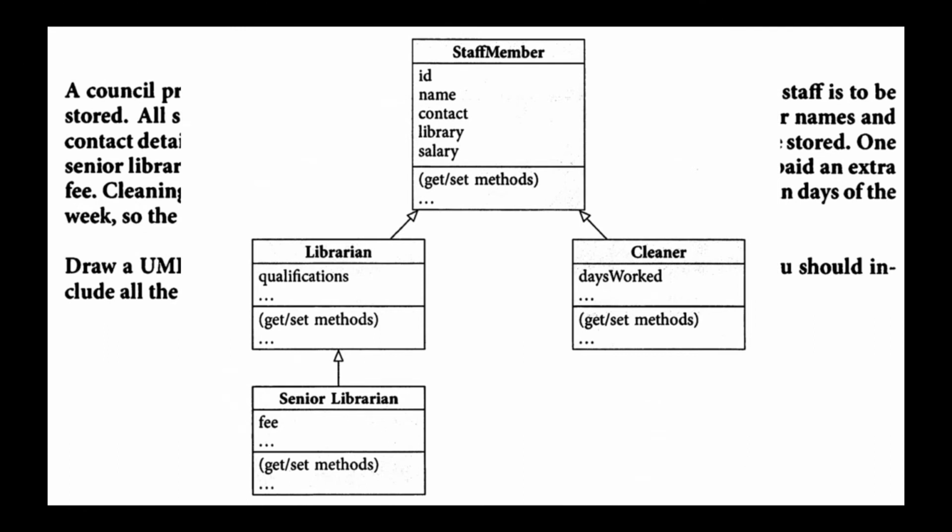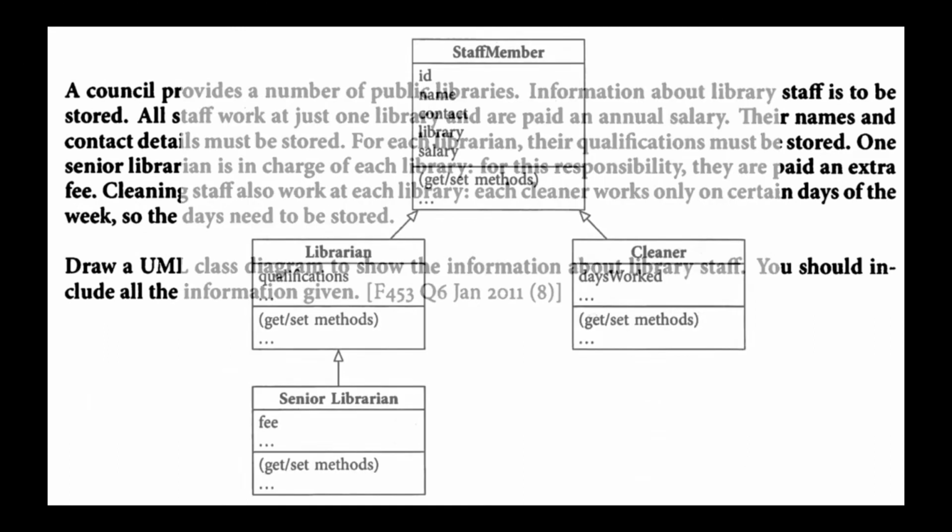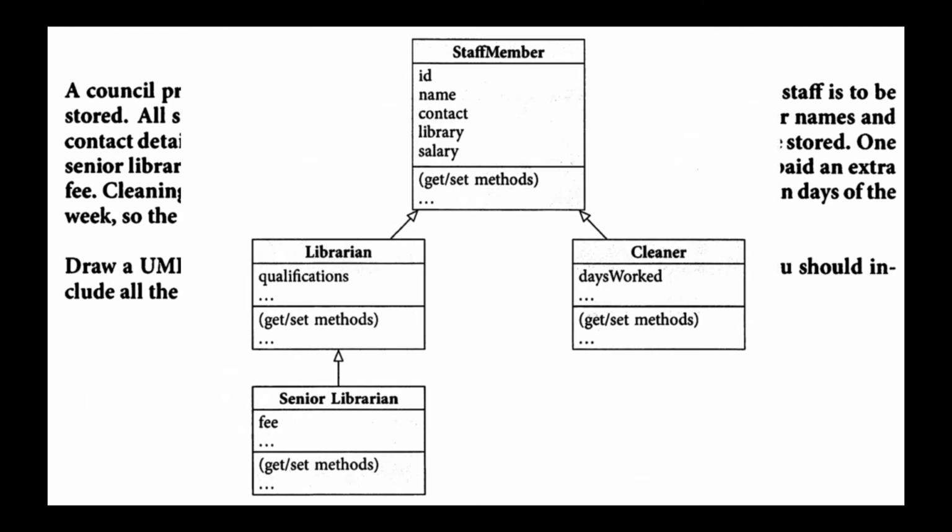Here we go. So, I didn't really plan this out. So if I go back, I'm going to keep this from back. So staff member, you need their ID, their name, their contact, their library, and their salary. And then below the line, there are the get/set methods.